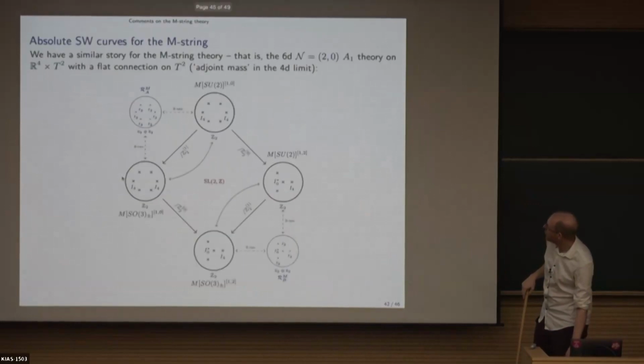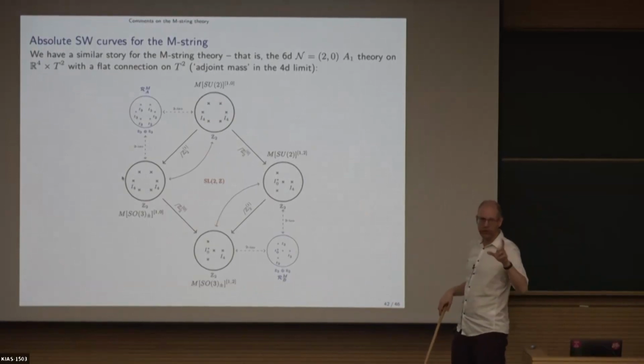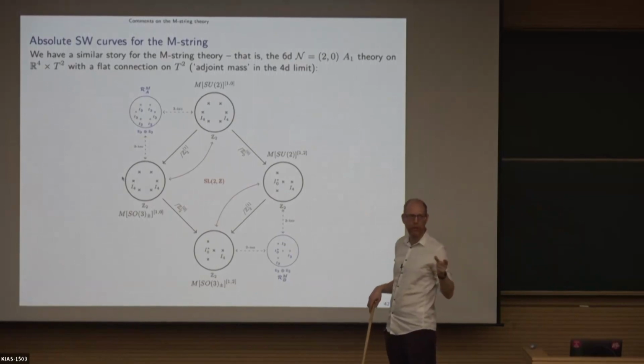Finally, you can look at the M-string theory. So that's the 6D (2,0) theory of type A1 on a torus with a flat connection on the torus, which becomes the adjoint mass of N=4 when you take the limits to 4D and N=4.